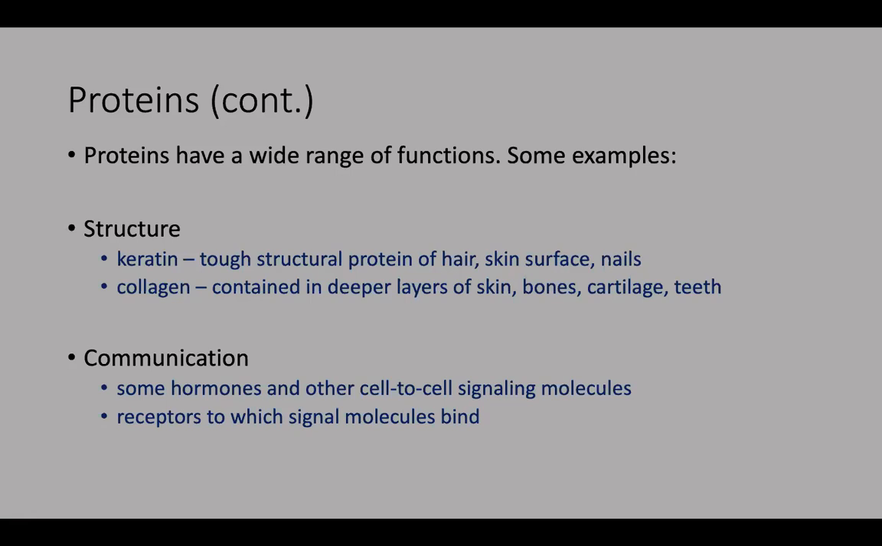So structure is one really important aspect of proteins. Proteins can be really tough and strong. Structural proteins include keratin and collagen, which you may have heard of before. They're often said to be included in beauty products. A lot of shampoos will say it has a lot of keratin. That's because keratin is a naturally occurring protein that toughens and strengthens hair, skin, and nails.